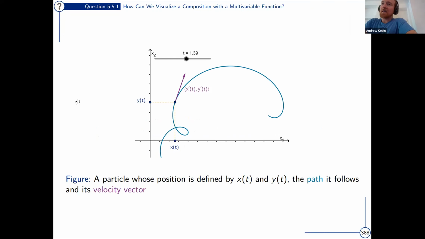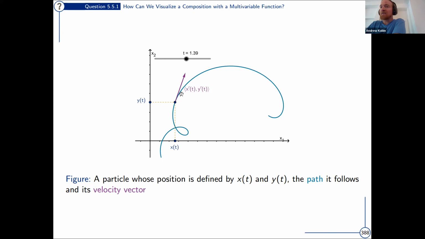Here's a visualization. Here's an actual graph using a computer of what's going on. So if the motion of a particle through two-dimensional space is described by this spiral-looking curve in blue, at any point there's some function x of t and some other function y of t that together give you the x and y coordinates of a point in the plane.